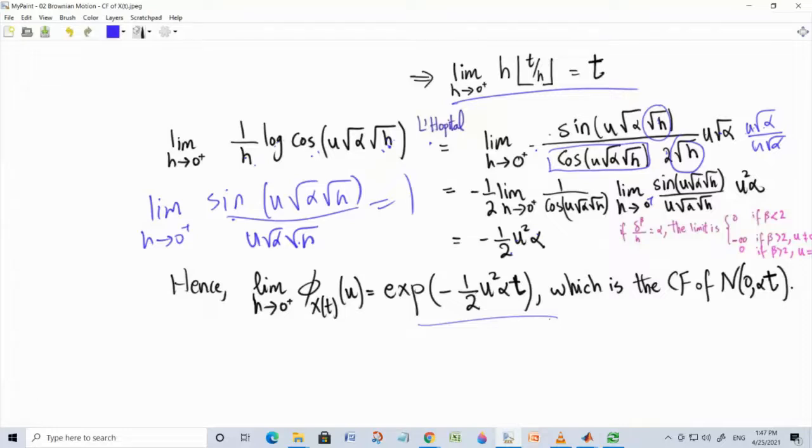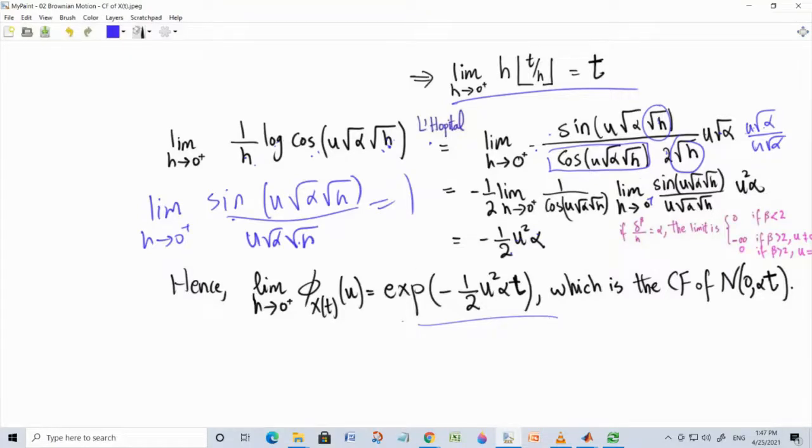So if we take the limit as the step delta goes to 0 and the time step h also goes to 0, such that delta squared over h is a fixed number, alpha, a positive alpha, then x of t will converge. And I will say that it will converge in distribution. And the reason for that is that we can apply Levy's continuity theorem.